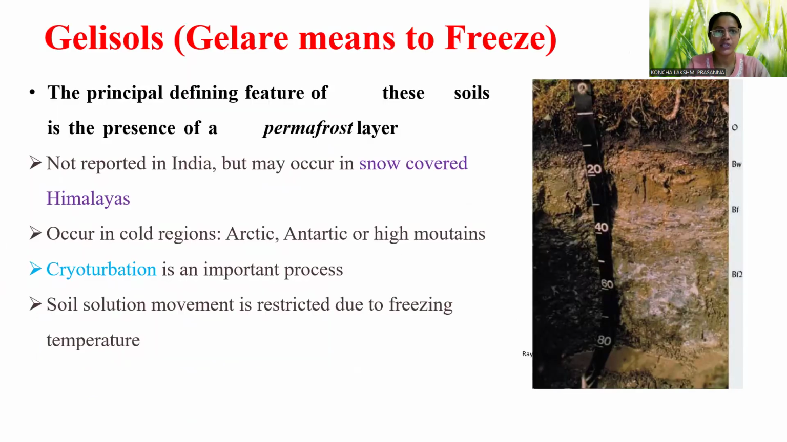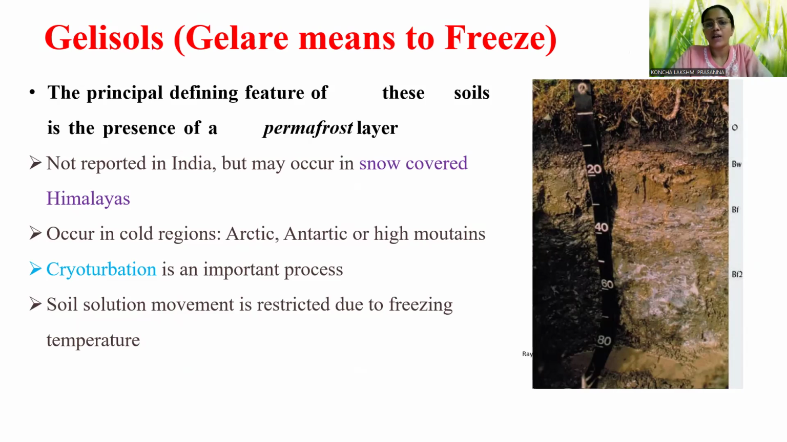The next order is the Gelisols. Gelisols comes from the word gelare, which means to freeze. It has a distinctive feature of the presence of a permafrost layer. This soil order is not reported in India, but it is present in the areas of the snow-covered Himalayas.